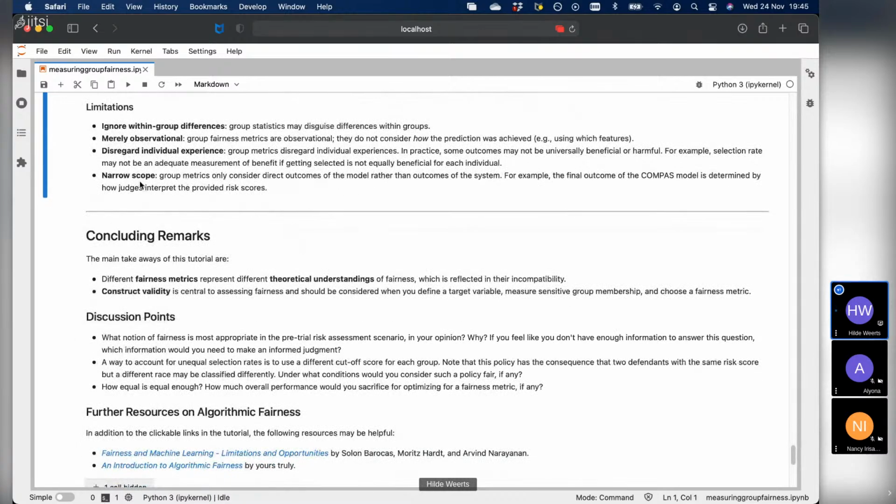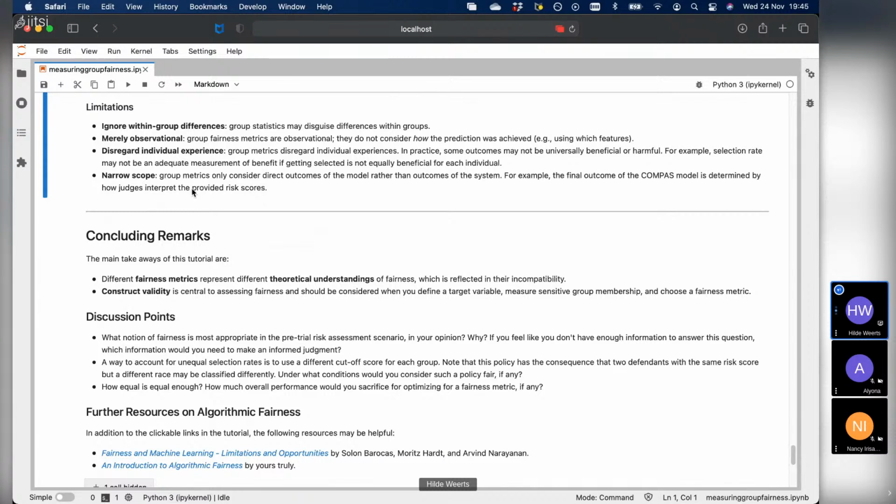And then it's also very important to consider, and this is going back to that picture that I showed you, it's already over an hour ago, so I don't expect you to recall it exactly. But there was this picture with a cloud, with the model and with the real world. And these fairness metrics only consider the direct output of your machine learning model, but not the outcome of your system as a whole, right? So, for example, in Compass specifically, the outcome is not determined by the Compass model directly. It is determined by the judges and how they interpret the provided risk scores.